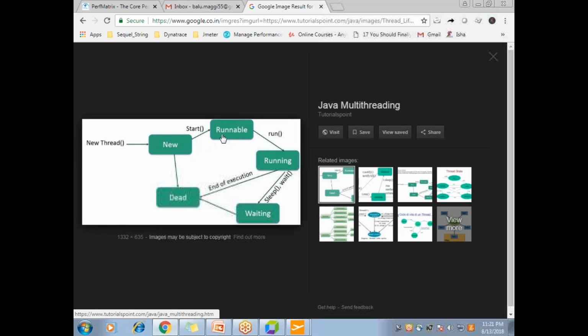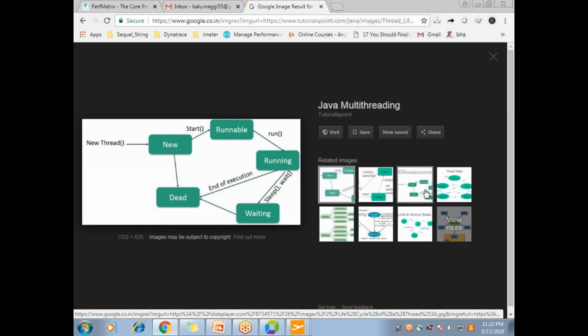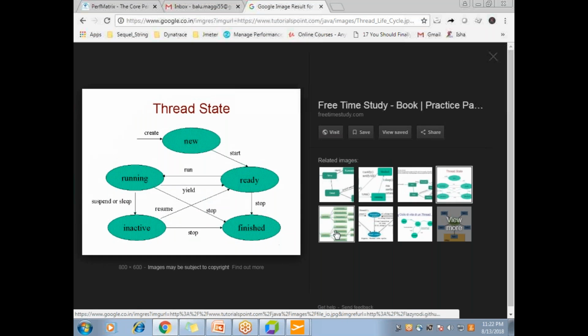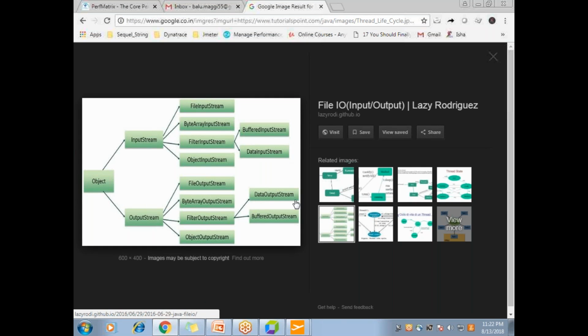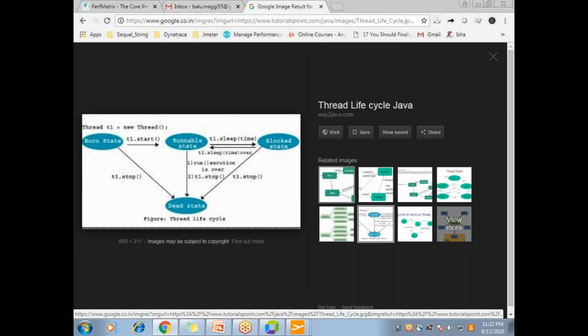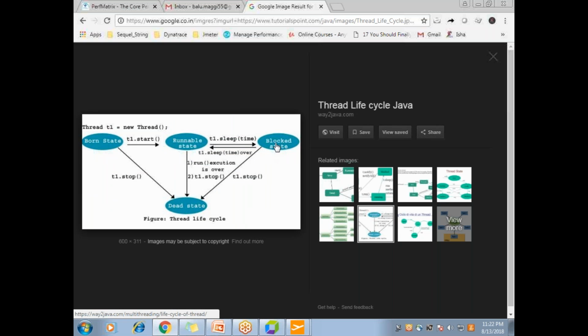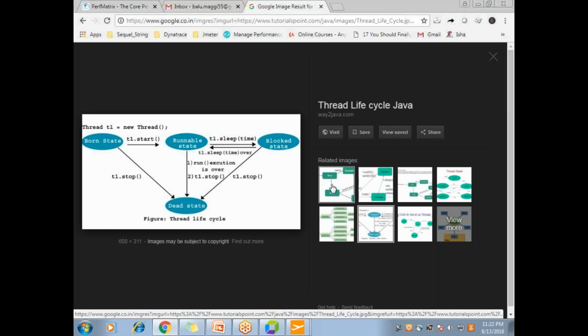From new, the thread goes to runnable, and from runnable it goes to running. Usually runnable and running are the same. From here, the thread goes to completely dead, which means it's terminated, or the thread could go into the waiting stage. And there is one more stage which is not shown over here: the blocked state.